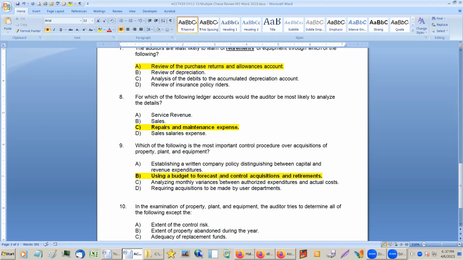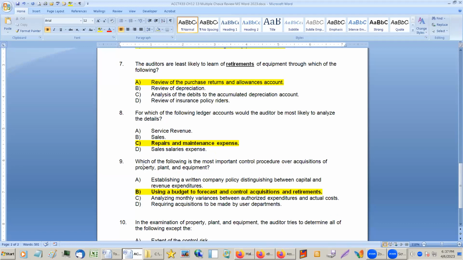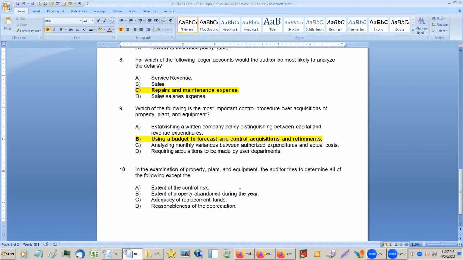we're talking about large things, for property, plant, and equipment. So if they're not on the budget and they're purchased, then you wonder why they were. Something had happened. I'll tell you something about that too.